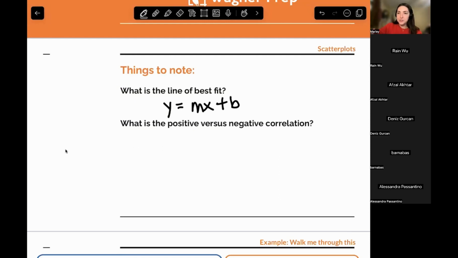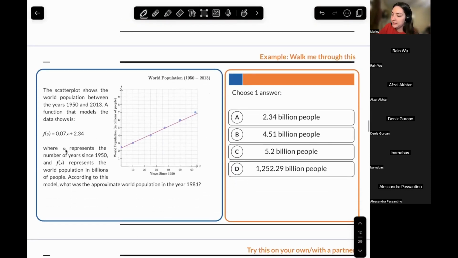Positive versus negative correlation we kind of talked about when we were talking about data representation, so I'm not going to spend our time reviewing that again. But yeah, y equals mx plus b, super important when it comes to a scatter plot or trying to come up with that line.